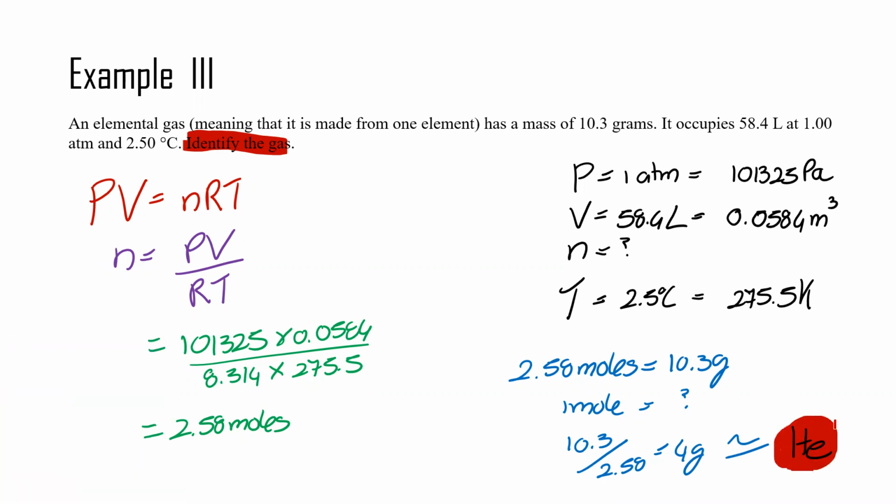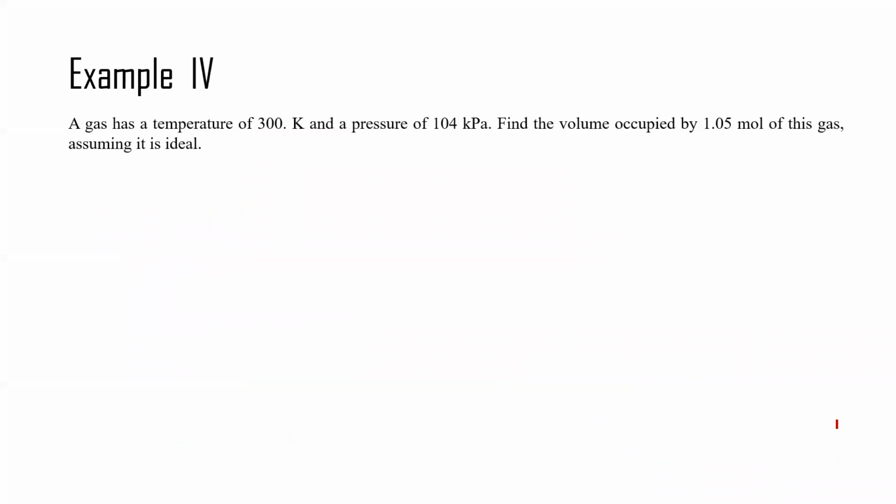Now, do I expect you to know the masses by heart? No. But most of the time, if you have a question like this, you will have the periodic table alongside with you. The last question we're going to be working for gas laws is going to be example number 4. A gas has a temperature of 300 Kelvin and a pressure of 104 kilopascals. Find the volume occupied by 1.05 moles of this gas, assuming it is ideal.